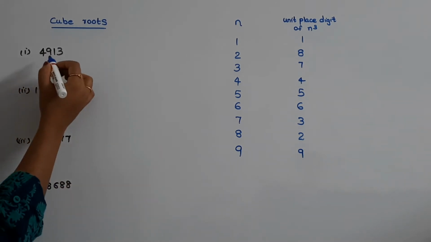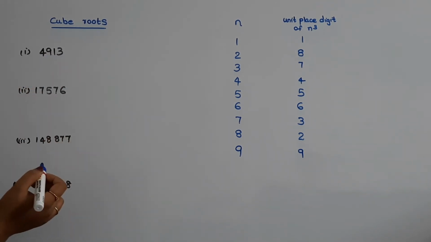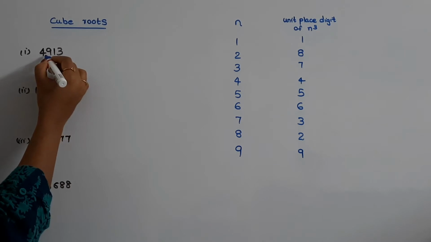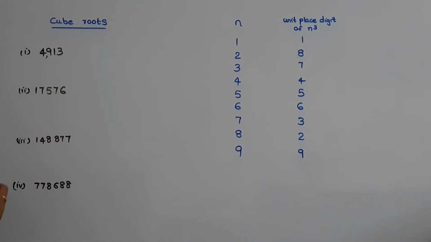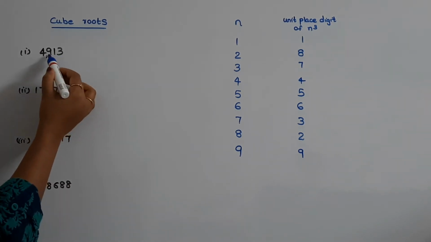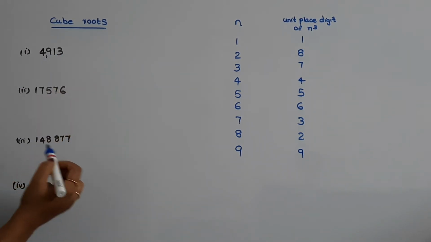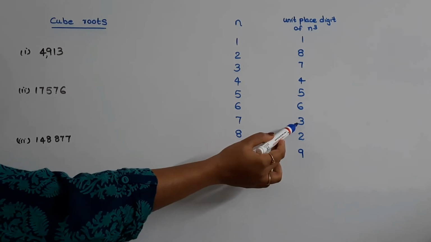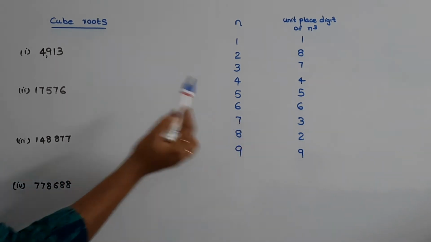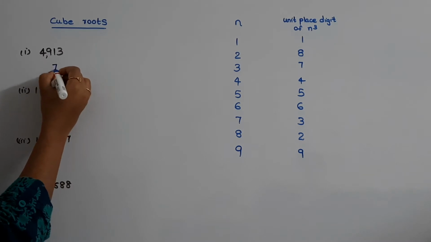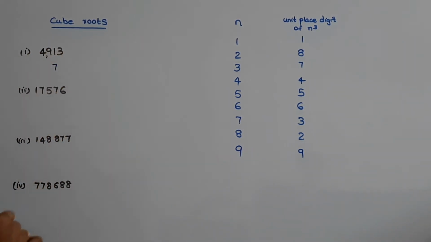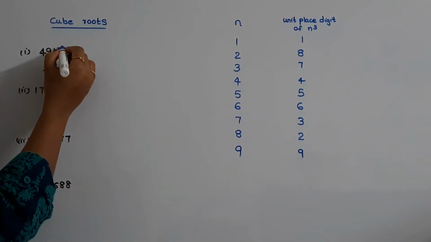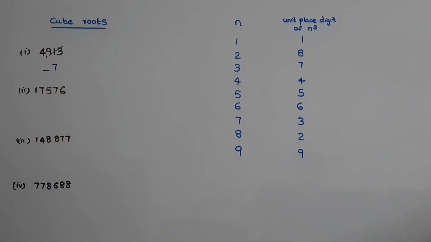So first let us find out the cube root of 4,913. For that the first step is to put a comma after the last 3 digits. Now the unit place digit of this number is 3. So for 3, what is the unit place digit of its cube root? That is 7. So that you write here. So the unit place digit of the cube root of this number is 7. Now we need to find out the remaining digits. For that, first you cancel the last 3 digits.